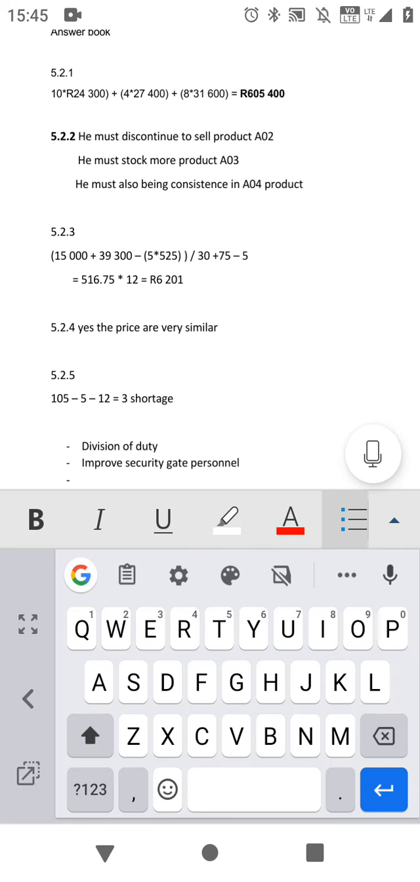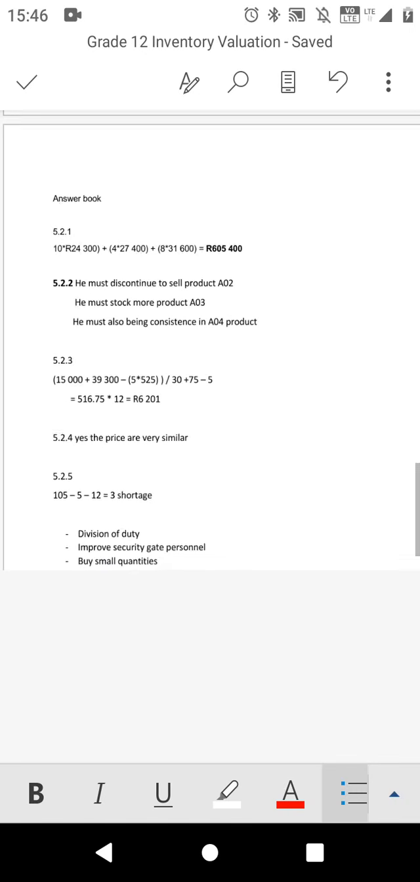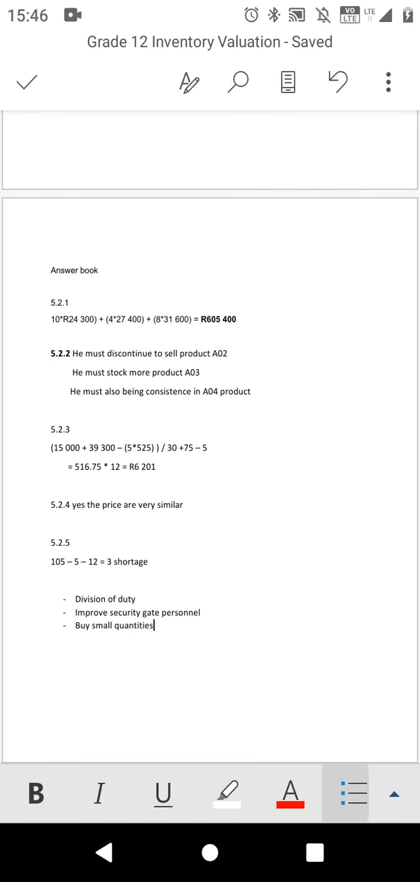The other one is to buy small quantities. Remember, if we only buy 2 items, no one can steal them because we will be able to see it quickly. So if you buy small quantities, it can be controlled, but if you buy many, you won't be able to control it. Any other reason is very acceptable as long as it makes sense.